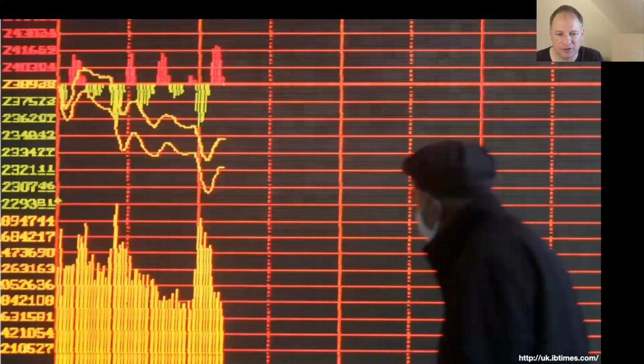Here's another example of cultural peculiarities. While we tend to think in the Western world that red is sort of stop or it's bad and green is go and positive, this is how stock numbers in China are being displayed. And you can see here the red numbers are the ones that go up to the positive, right? This is a stock exchange display in China.